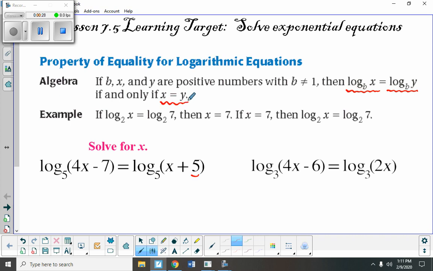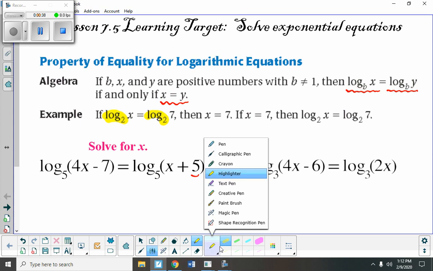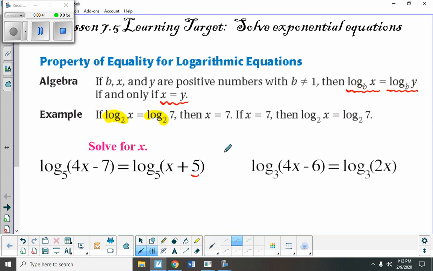Now let's look at it in the example. You have log base 2 of x equals log base 2 of 7. Well, think about the equal sign. What it says is each side has the same value. Well, when it says log base 2 here and log base 2, that is the same on both sides, which means that this and this have to be equal. So x has to equal 7. So we're going to use that property to solve this next example here.